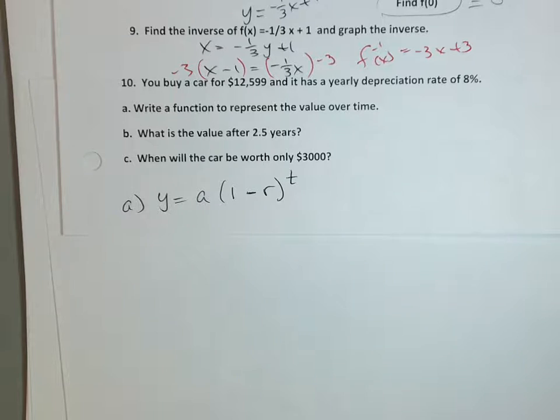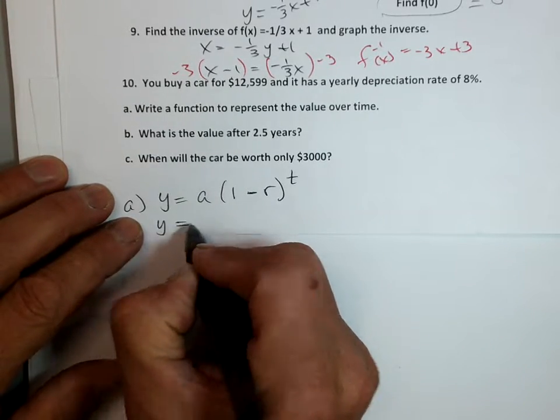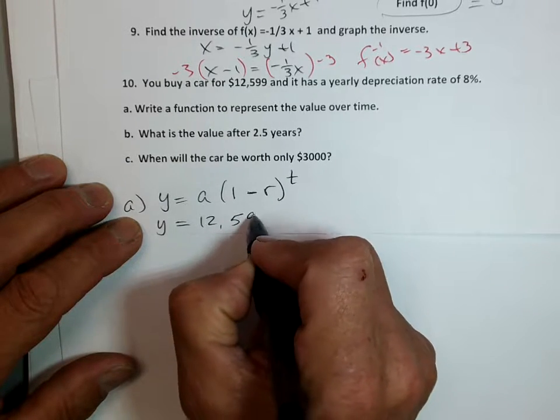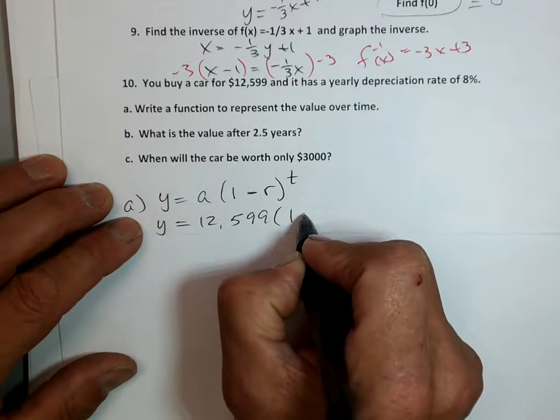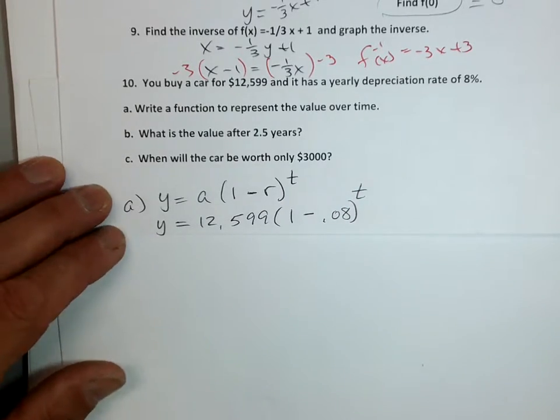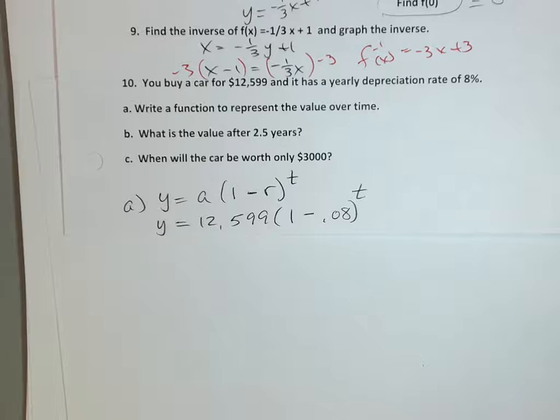So I'm going to go minus r, okay? And r is the rate. So write that equation down. Make sure you have that equation. So then we're going to go, all right, y equals 12,599 times 1 minus 0.08 to the t power, okay? And you could change that if you want to. This answer is fine. I'll take this answer. Of course I will. It's correct.